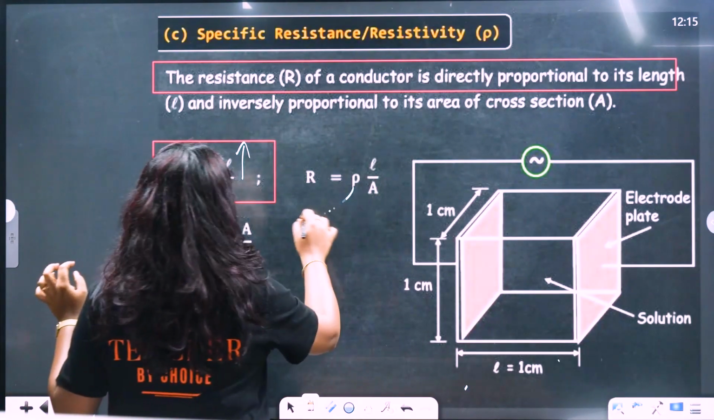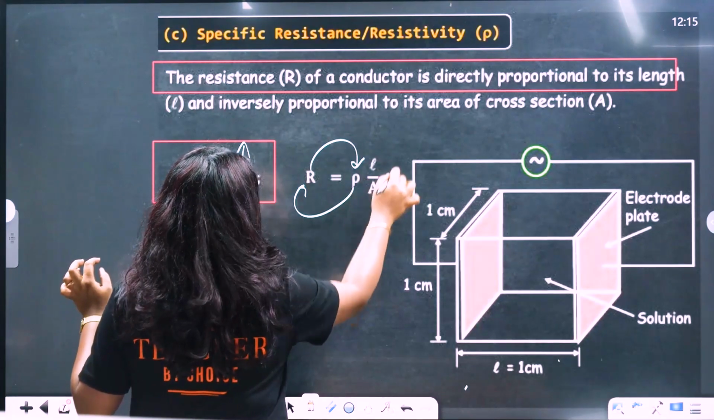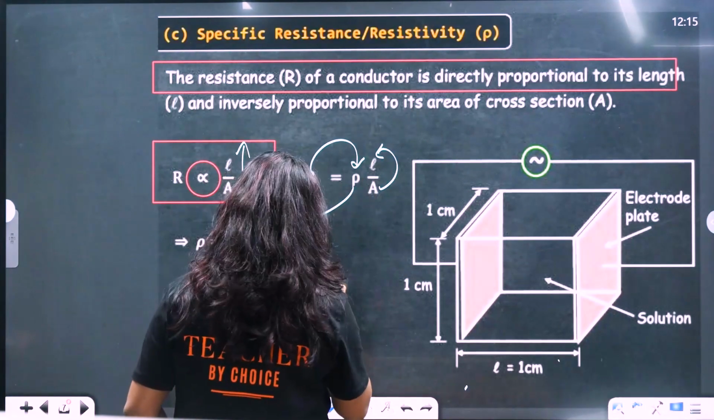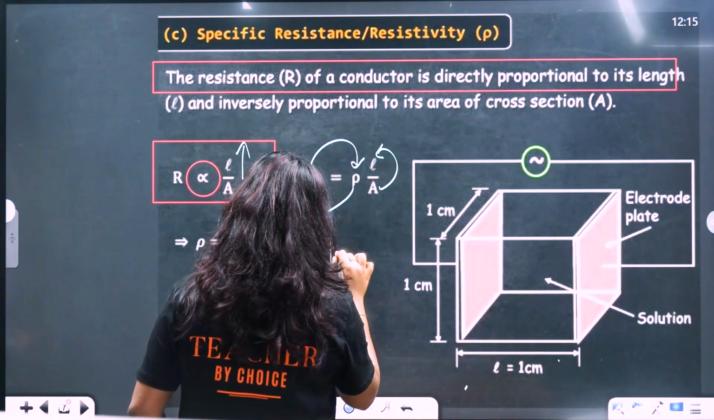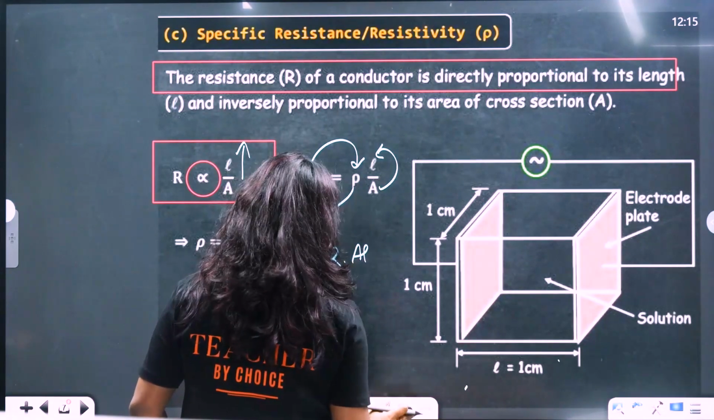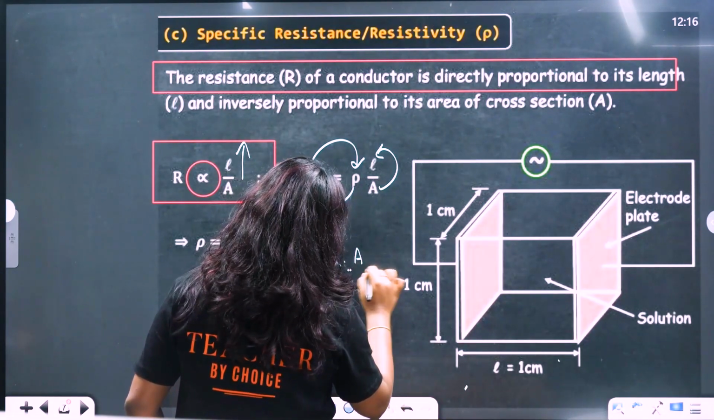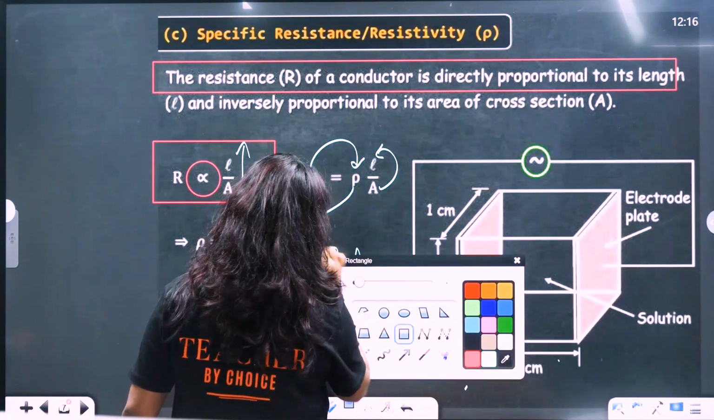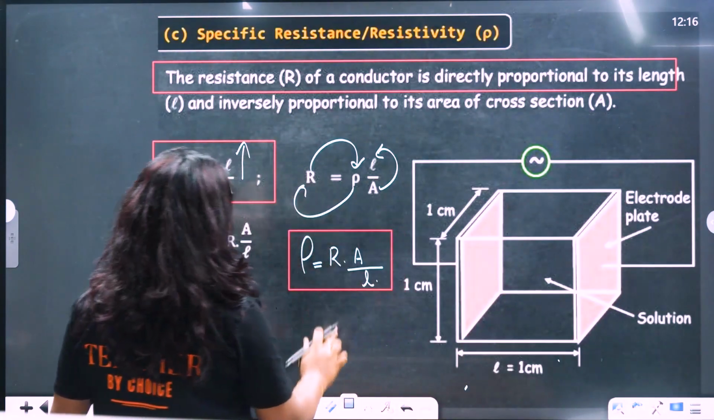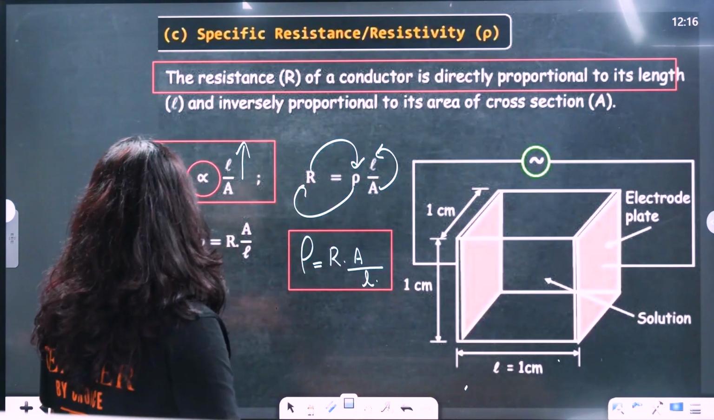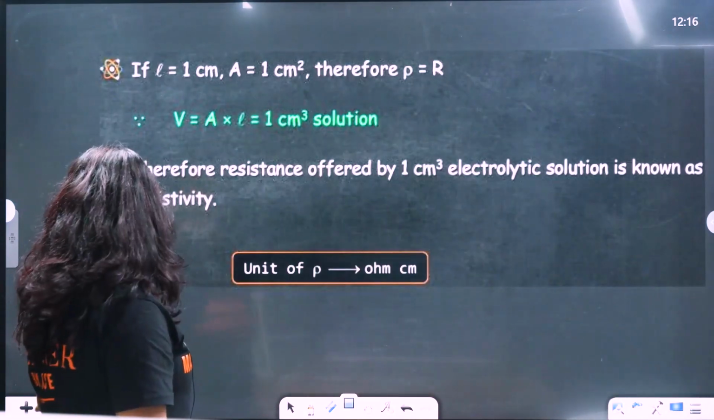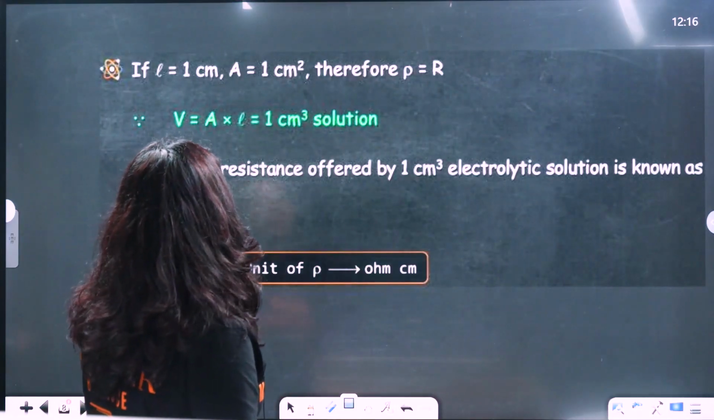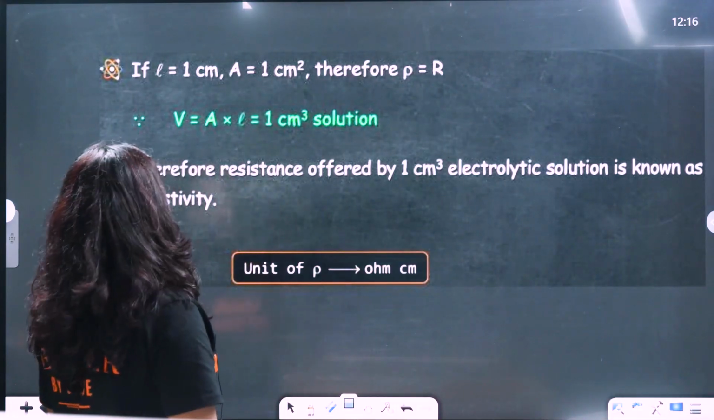When this comes here, this will be going up. So rho is equal to R times A divided by L. This will be the equation. Are you getting my point? This is actually the particular resistivity.